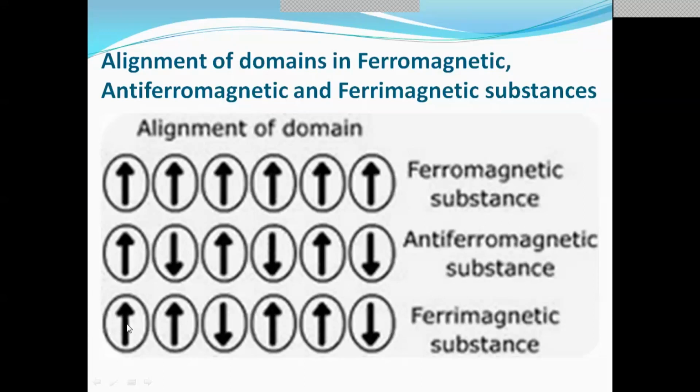The third line shows the alignment of domains in a ferrimagnetic substance. Here, how many upward arrows are there? 1, 2, 3, and 4. How many downward arrows are there? 1 and 2. So, totally 4 domains are in the upward direction and 2 domains are in the downward direction. Therefore, the resultant magnetic moment exists and they are said to be weakly attracted by the magnetic field.